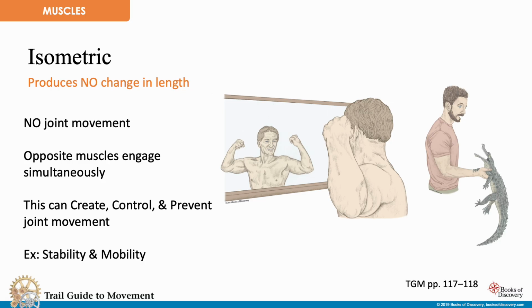Create, control, and prevent. This is where it gets interesting for our massage and pathology work. Isometric contractions aren't just for flexing in mirrors, they are for stability. And I want you to look at the guy holding the alligator. He has to use isometric strength to prevent that joint from moving. In the real world, this is how we maintain posture. Your spinal muscles are constantly in an isometric tug of war to prevent you from collapsing forward.